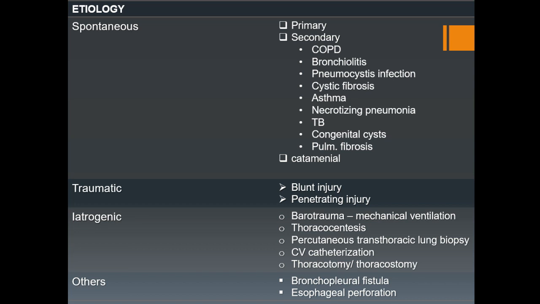Now, how can we divide this pneumothorax? The pneumothorax can be divided either into spontaneous pneumothorax, which occurs without any pathological cause, immediately it occurs, we don't know why, without trauma, or it may be traumatic, either by blunt injury or penetrating injury, stab wound, bullet injury, shrapnel, blast injury, whatever the type of injury.